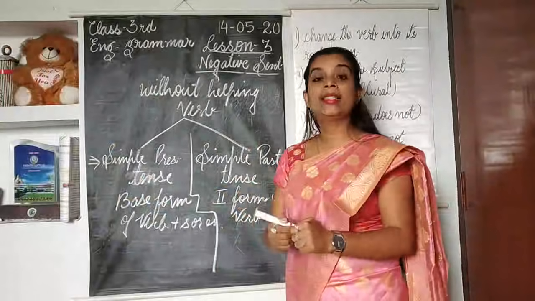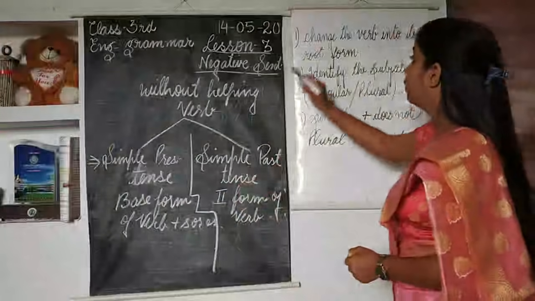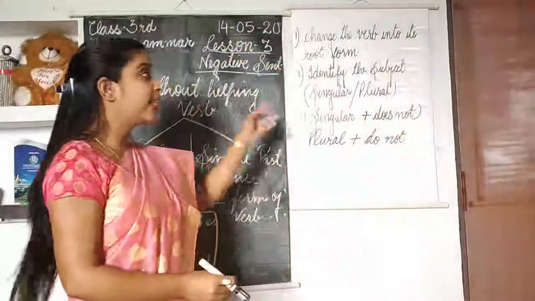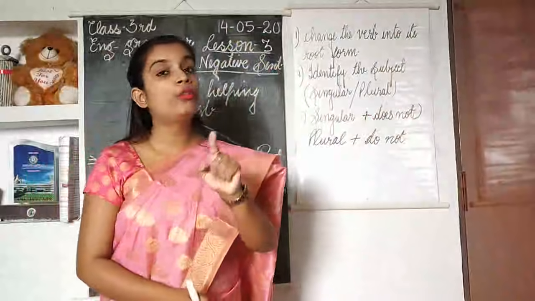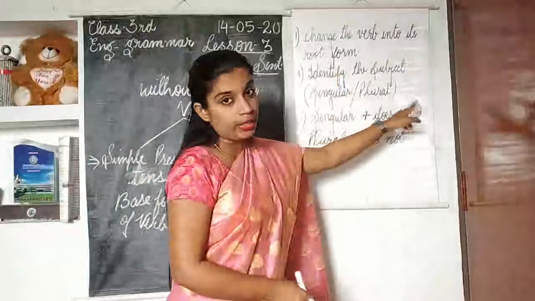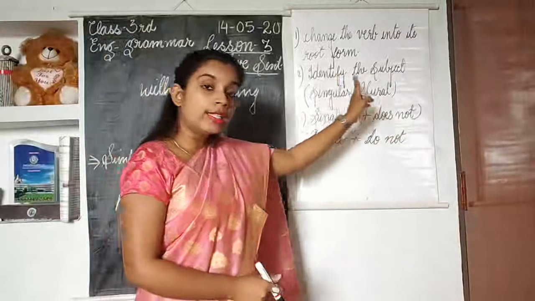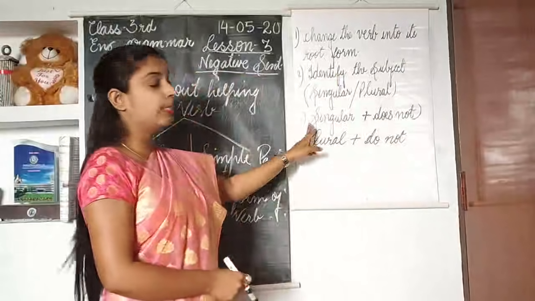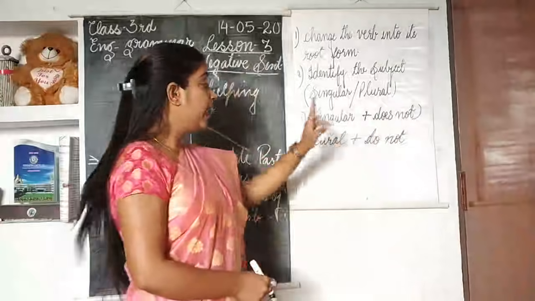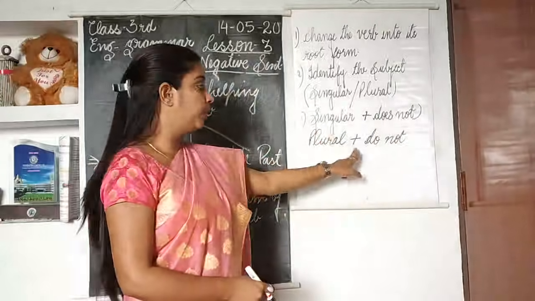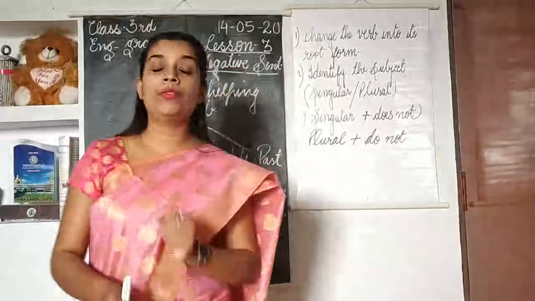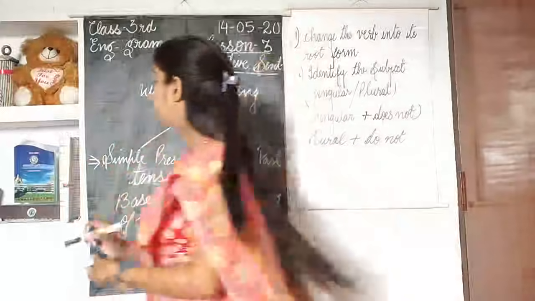If a sentence is in simple present tense, you will first change the verb into its root form. You will identify the verb and change it into its root form. Then you will identify the subject, whether it is singular or plural. If the subject is singular, you will add does not after the subject. If the subject is plural, you will add do not after the subject. Now, I am going to give you examples to make it more clear to you all.